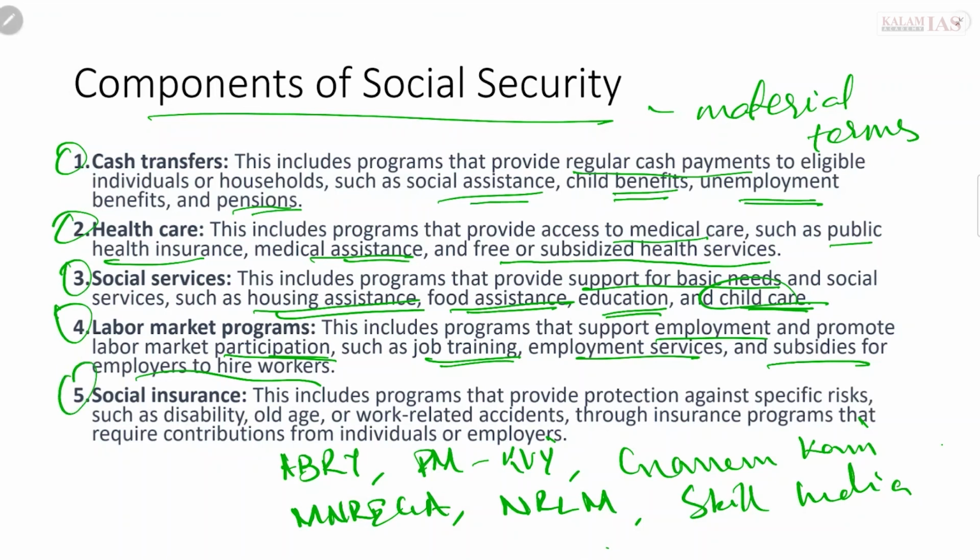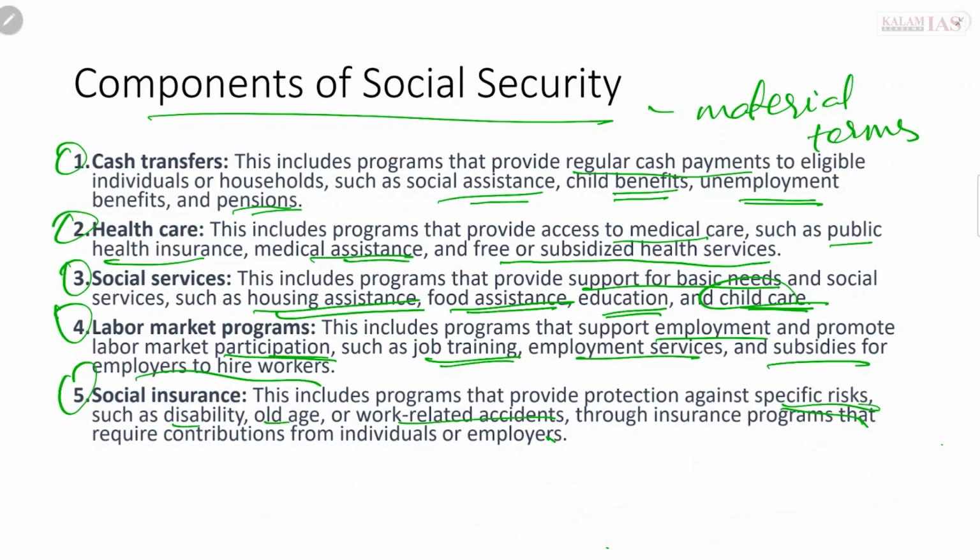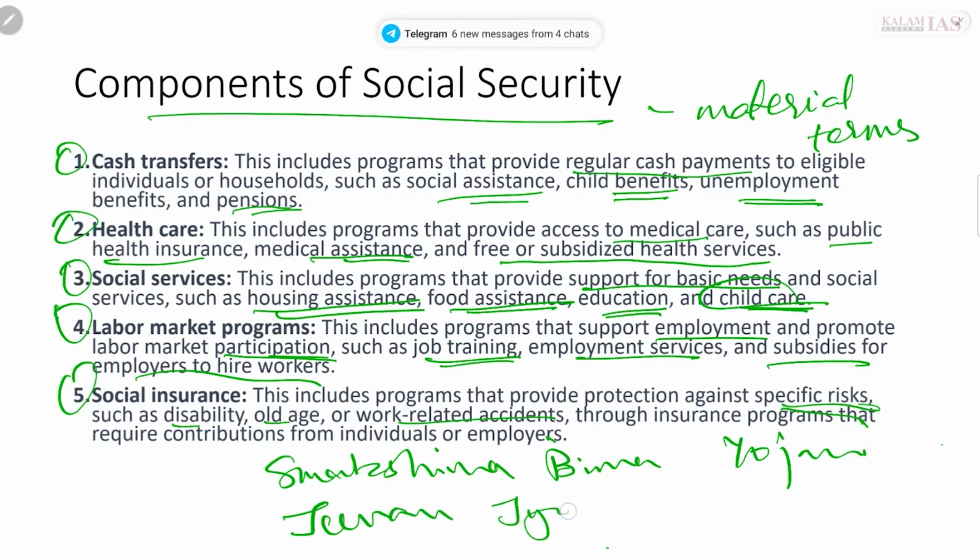And the last is social insurance. They provide protection against specific risks such as disability, old age, and work related accidents through insurance programs which require contributions from the individuals or employers. Okay, so you have the Suraksha Bima Yojana, you have the Jeevan Jyoti Bima Yojana. All of these are social insurance measures. Okay, so these are the 5 components of social security.